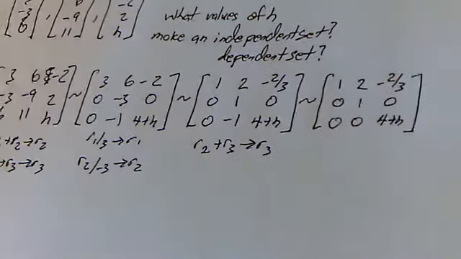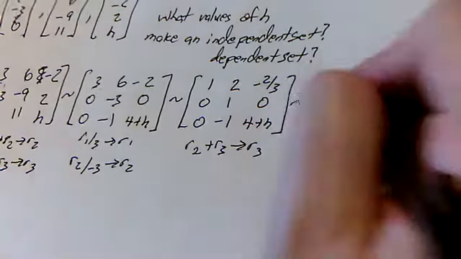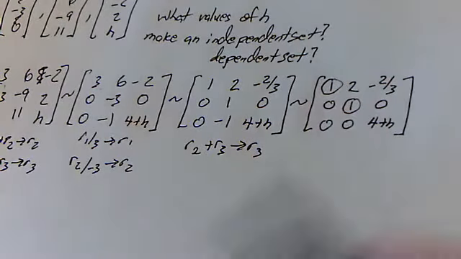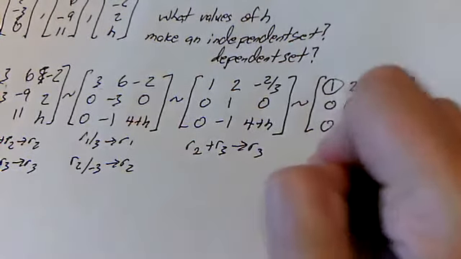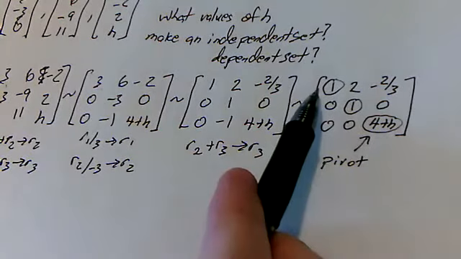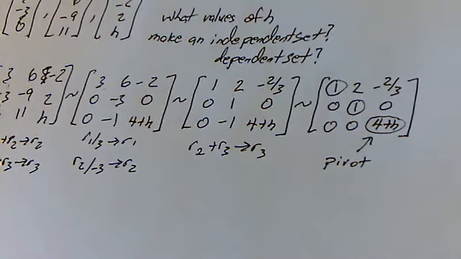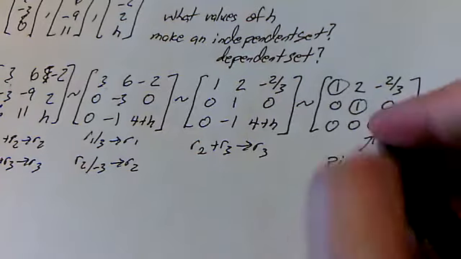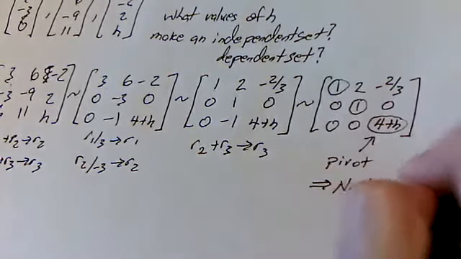Okay? All right, so now if we think about this in terms of a dependence relationship, I have a pivot here and a pivot here, and I have a possible pivot here, okay? So if this is a pivot, then I have independent vectors because I have a pivot in every column, sorry. I have no free variables, right? If it's a pivot, I have no free variables. So a pivot's going to be no free variables.